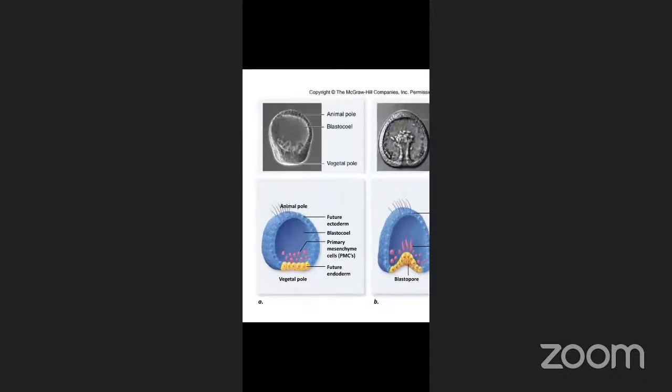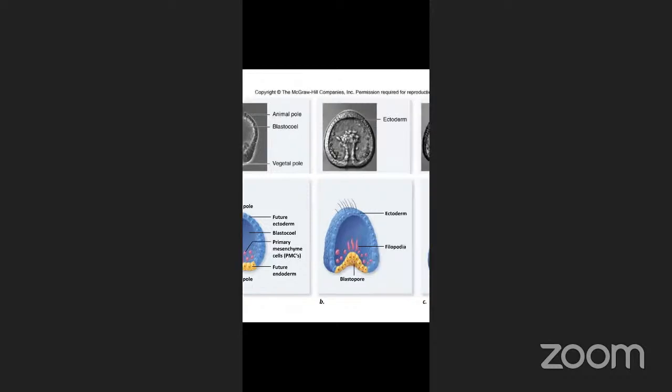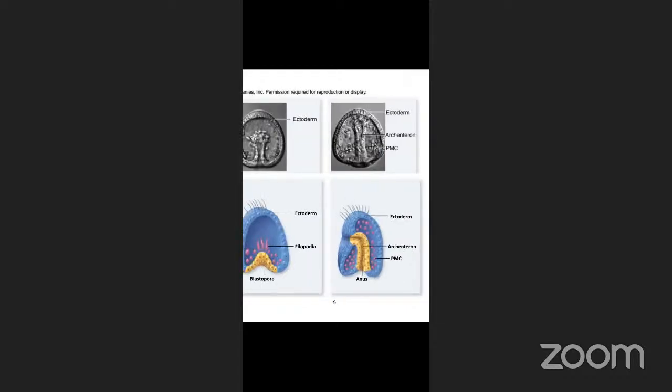So here you can see how it looks. The top ones are the original images, and the ones below are graphical representations for your understanding. The yellow cells are future endoderm, and the blue cells at the top are future ectoderm. This is the vegetal pole, and the top one is the animal pole. Now the cells will bend inward and form a tube-like structure, where the bottom of this tube forms the future anus. This is how the shape will be formed.